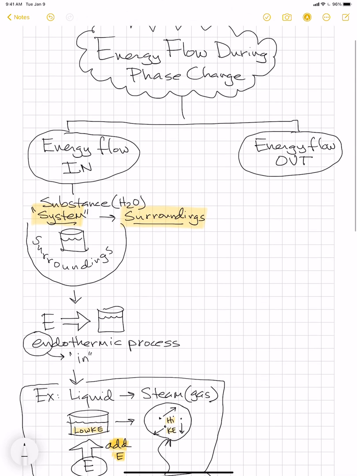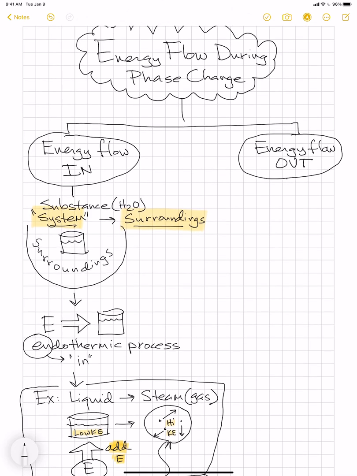So we have the system, we have the surroundings, you know which way the energy is flowing. What about the opposite? Energy out would be energy going from the system out into the surroundings. Now I have made a mistake over here. We should change this arrow around. This arrow should be going backwards. So in energy flowing out, we have energy leaving the system and entering the surroundings.